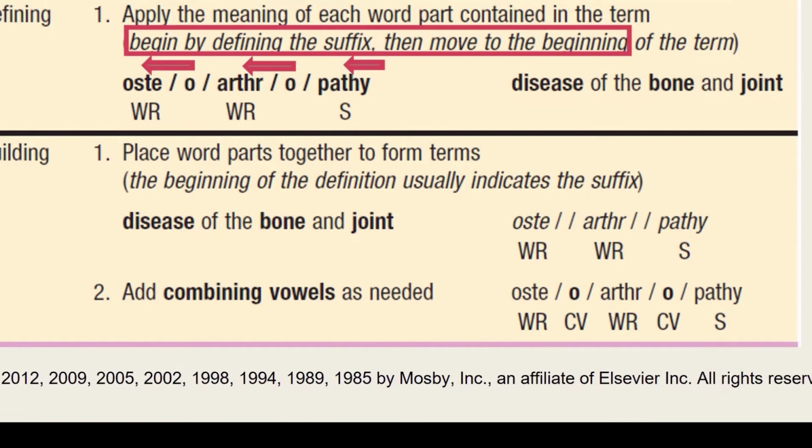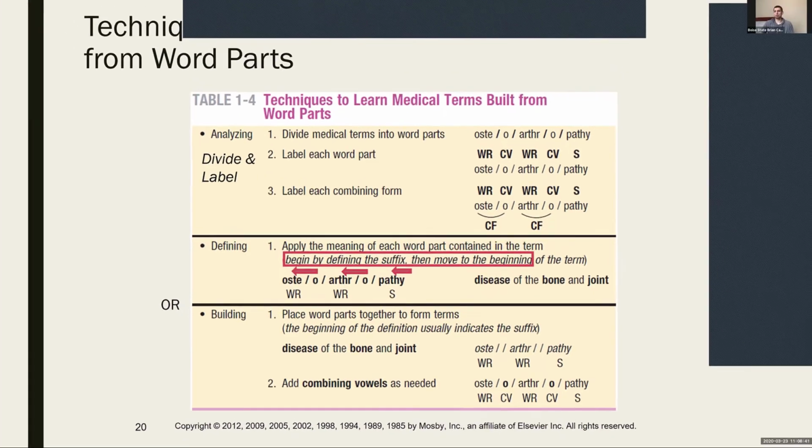Osteo would be your combining form. Arthro would be your combining form. Join those two together: osteo, arthro, add the suffix pathy. And that's how we've built a medical term from its meaning.